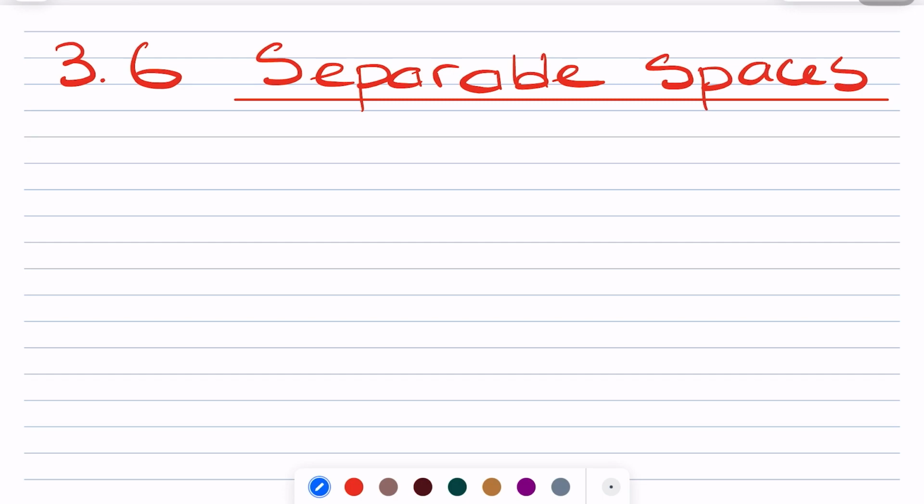So I strongly invite you to take a stroll through our mathematical city, where separable spaces act as the friendly landmarks that keep us oriented and connected. So we start with a definition.